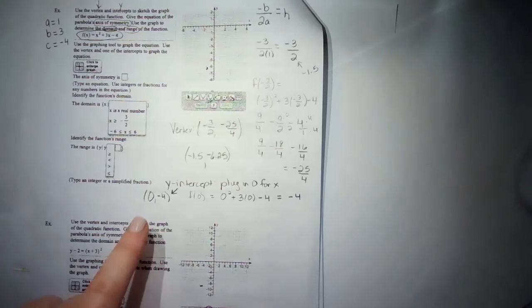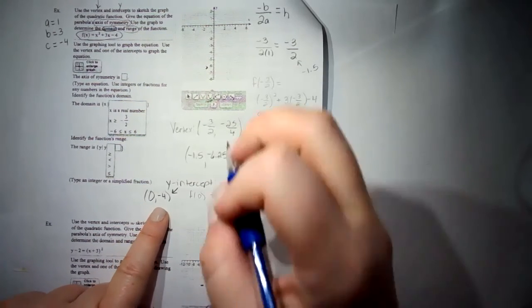All right, once you click your vertex, your parabola is like this. Like, which way do you want me to go? How wide do you want me to be? That's why you have to have a y-intercept, because once you click your y-intercept, it tells it how wide to be and which way to open. So my y-intercept is negative 4.